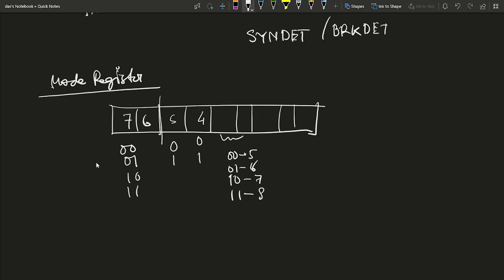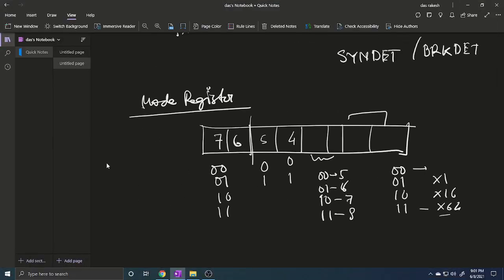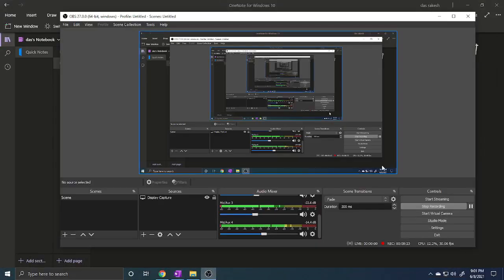And the last 2 bits are very important. These 2 bits equal to 00 means synchronous mode. If this is 01, then clock rate is times 1. If 10, then clock rate is 16 times the speed. And if 11, then clock rate is 64 times the speed. So this is basically the indication of speed.